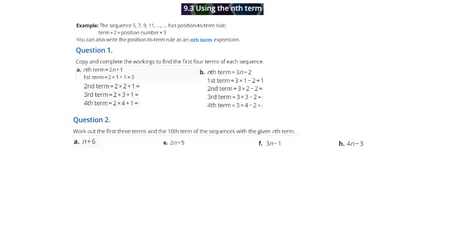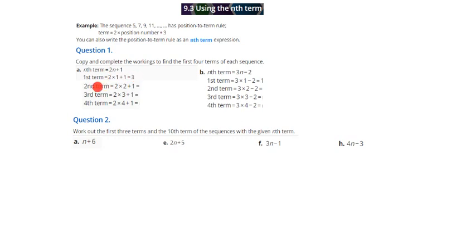It is 2n plus 1. Now here n is a variable and n assumes different values like 1, 2, 3 and 4. So by substituting various values for n, we will find the first term, second term, third term and fourth term. Now when n is equal to 1, this expression becomes 2 times 1 plus 1, and the value is 3. So the first term is 3.